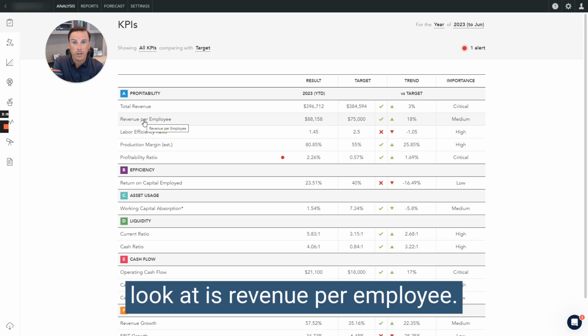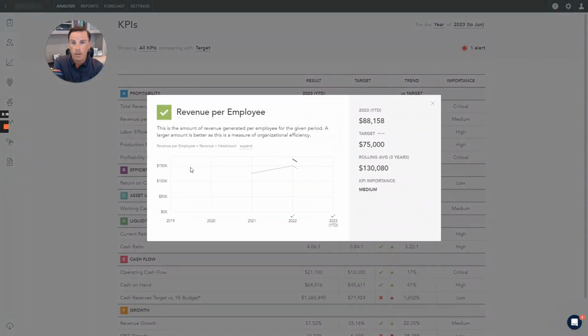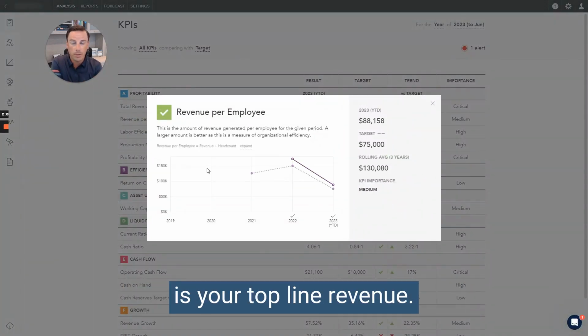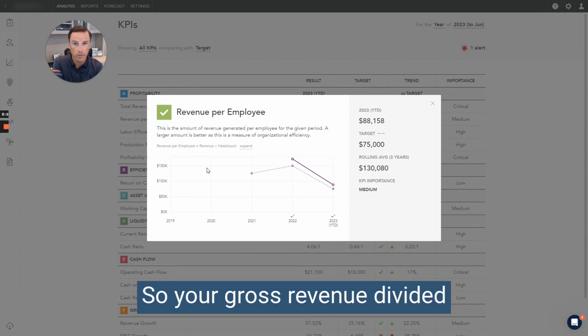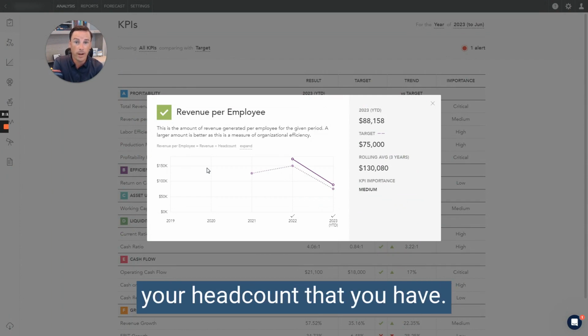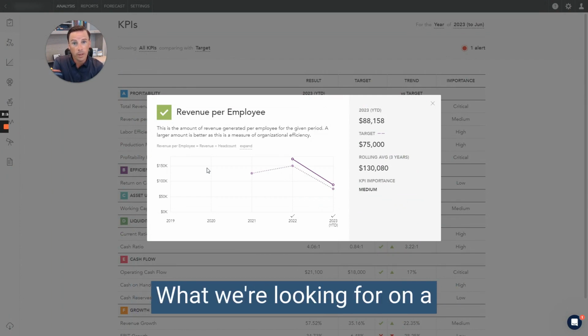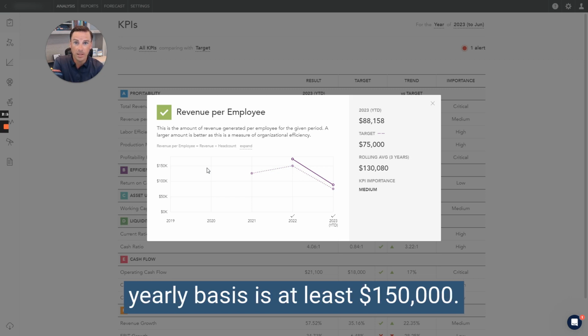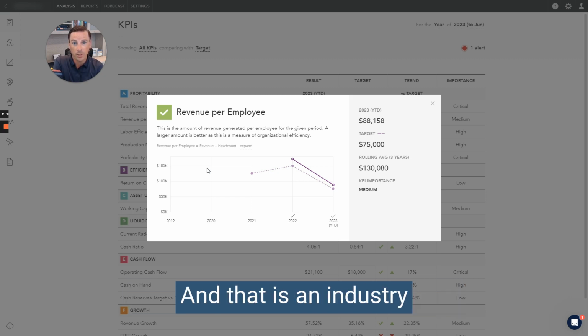The next metric we're going to look at is revenue per employee. Revenue per employee is your top line revenue, so your gross revenue, divided by the number of employees or your headcount that you have. What we're looking for on a yearly basis is at least $150,000, and that is an industry standard metric. Higher is better, lower is worse, obviously.